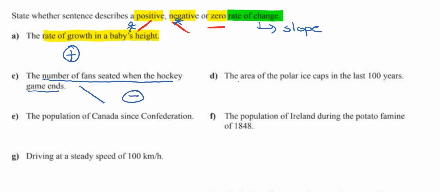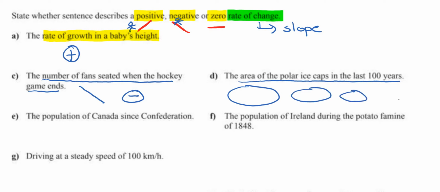For letter D, the area of the polar ice caps in the last 100 years. Well, 100 years ago, the polar ice caps were quite big, and over time, because of global warming, the caps are getting smaller, so this represents a negative slope. For letter E, the population of Canada since Confederation. Well, Canada's population has been growing over the years, so this represents a positive slope.